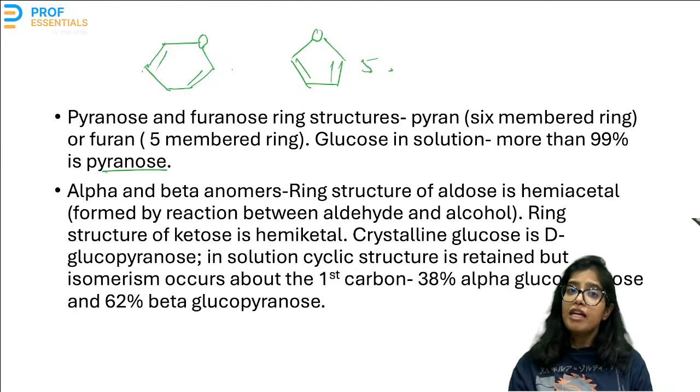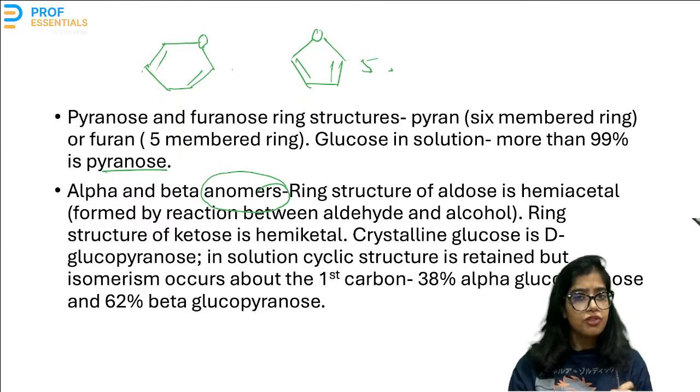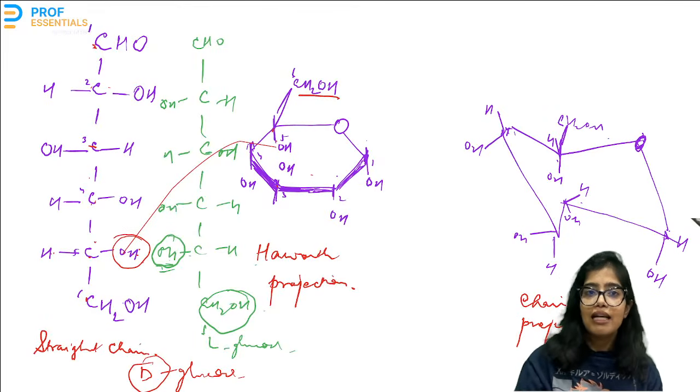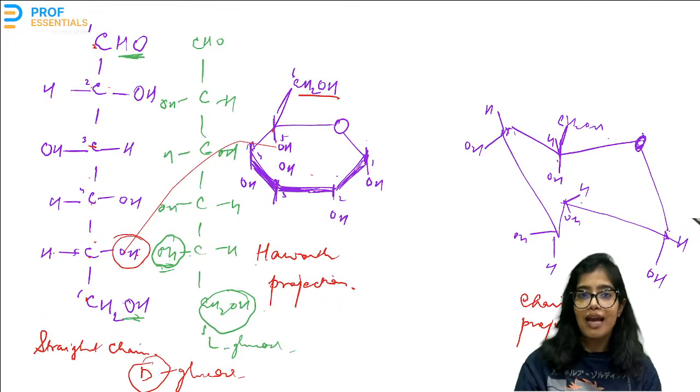Next, alpha and beta anomers. What are anomers? In the ring structure of aldose, that is the hemiacetal form. Acetal means reaction between aldehyde and alcohol. So here, this aldehyde and this alcohol react in the ring structure. So the ring structure is a hemiacetal form.